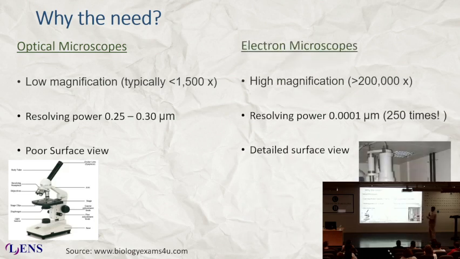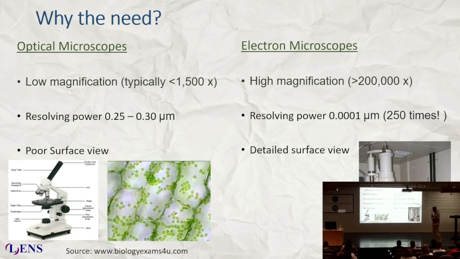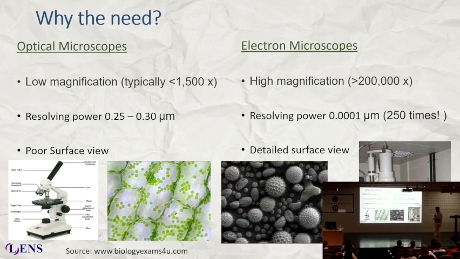And in an electron microscope, what you see is a very high magnification. Check the numbers. It's about 1500 here and about 200,000 here. So it's hugely magnified. The resolving power is almost 250 times, and you will get a very good detailed surface view. For example, suppose this is what you see in your optical microscope, the image which I show you here. And then if I want to see the same sample in the transmission electron microscope, you will see something like this. Isn't it impressive, guys?